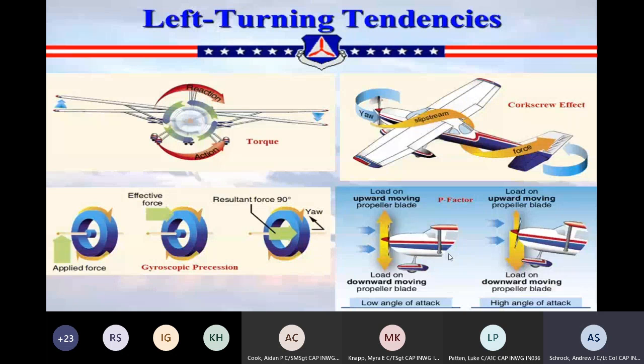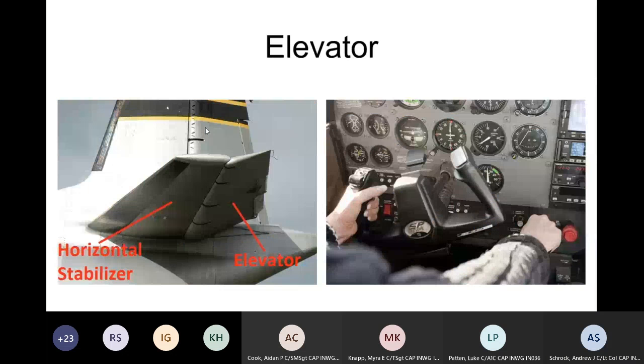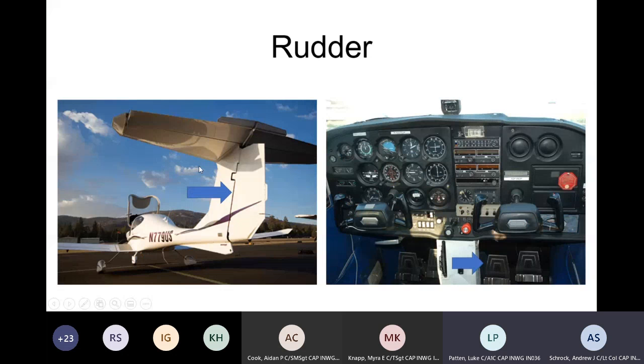Let me see if I can go back to this. It may be a little bit hard to see, but on the cockpit here, you can see right above the yoke, there's what appears to be an airplane. Let me see if I can show you guys my mouse here. Can you guys see my mouse where it's moving? Yes, sir. Okay, good.